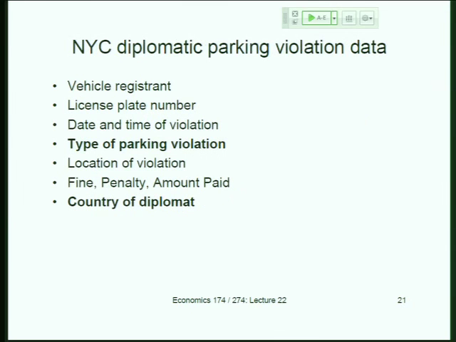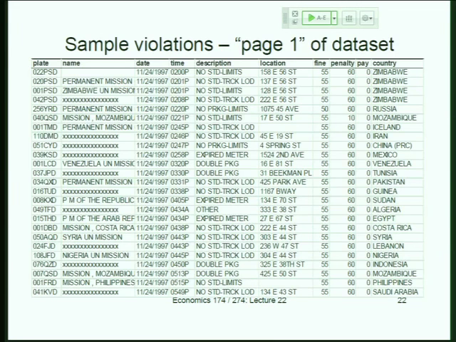And the New York City folks gave us basically their raw spreadsheet, just like an Excel spreadsheet with all the violations of diplomats, the registrant, the license plate number, everything, the time and date of violation, the type of violation, location, and then the country. And there's this fine, penalty, and total amount, because if you don't pay the initial fine, there's an additional penalty. And typically people that don't pay the fine also don't pay the penalty, so it accumulates. But there's many, many millions of dollars of unpaid parking tickets every year during this period in New York City. And this is actually what the data looks like. Sorry, this is literally just the first page of the spreadsheet.